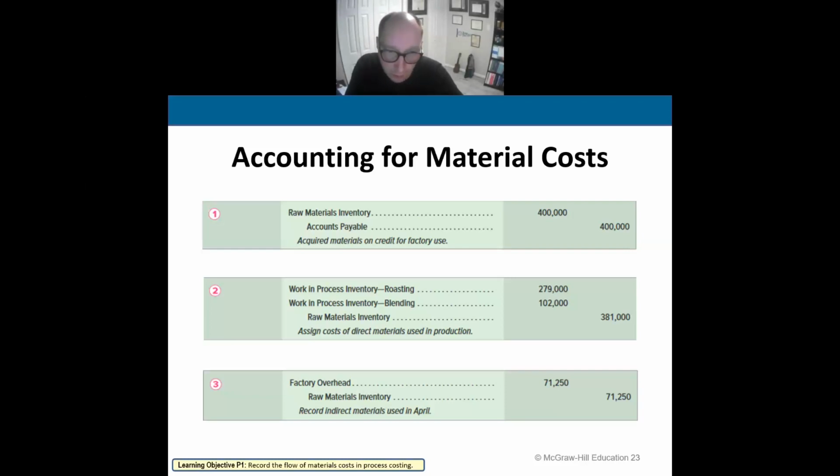The second journal entry shows us when we are transferring the raw materials into the various departments. We debit the respective department, we credit raw materials inventory. The third transaction shows us the allocation of factory overhead used during the month. Debit factory overhead, credit raw materials inventory. That's indirect materials, of course.